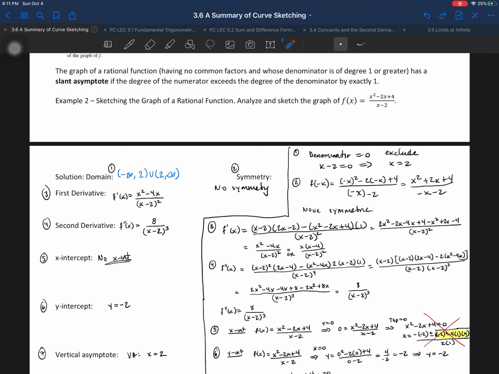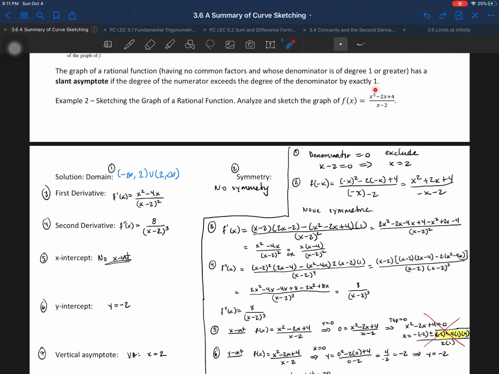So the domain for this, we're going to do the same thing because it's a rational function. Let's look at the denominator. So where would the denominator be equal to 0? That would make the whole thing undefined. So we're going to exclude the number that makes the denominator 0. So we'll set it equal to 0. We find out that that's when x equals 2.